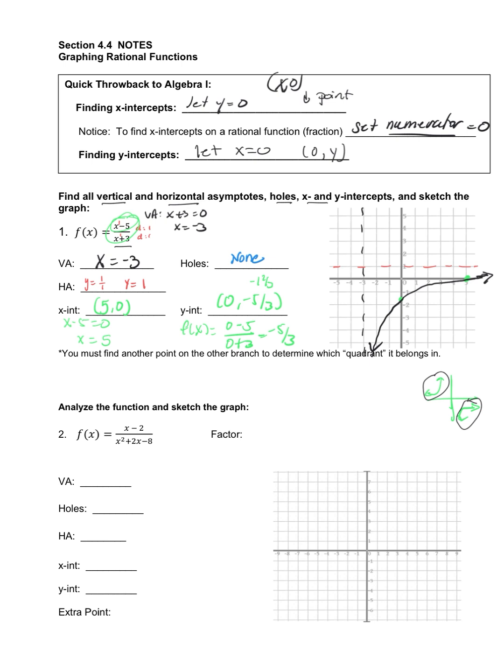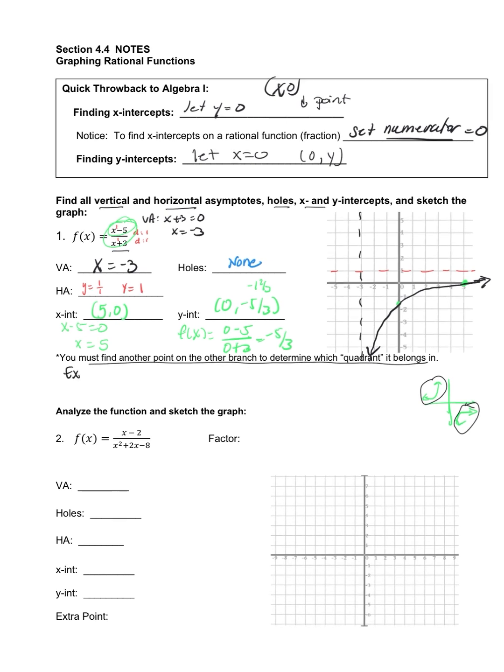So you can use any x value. I want to find this extra point. I'm going to put my info down here. We must find another point on the other branch to determine which quadrant it belongs in. So look on the other side of the asymptote. So for the extra point, for the other branch, and I'm talking about the branch, these things I've circled there, okay?